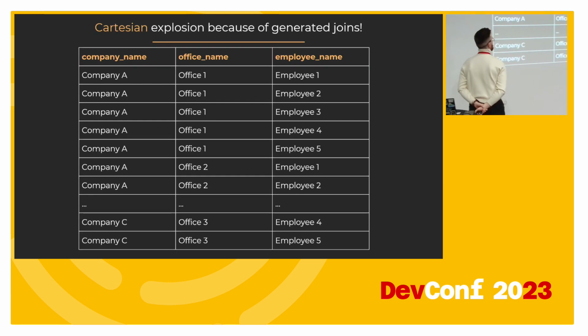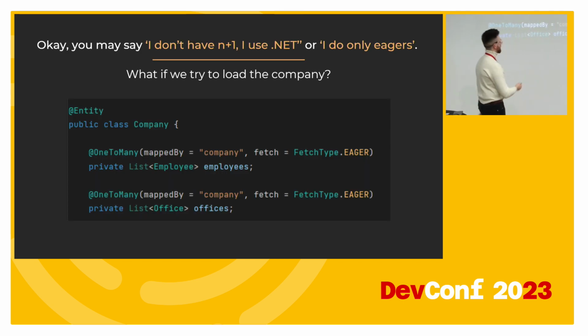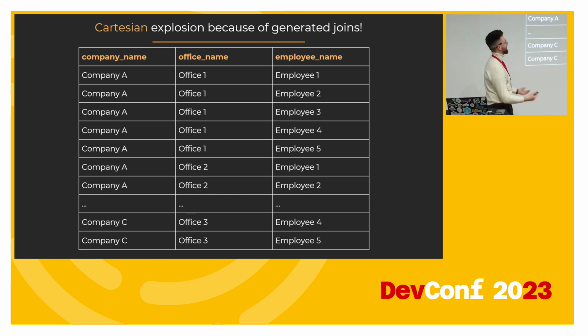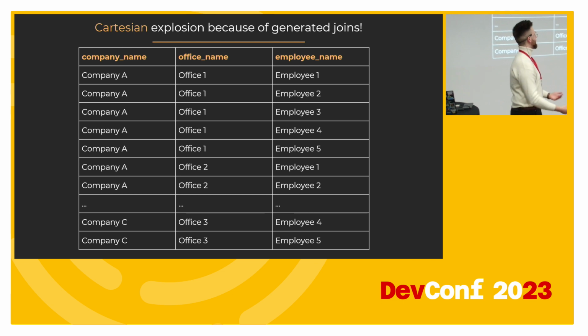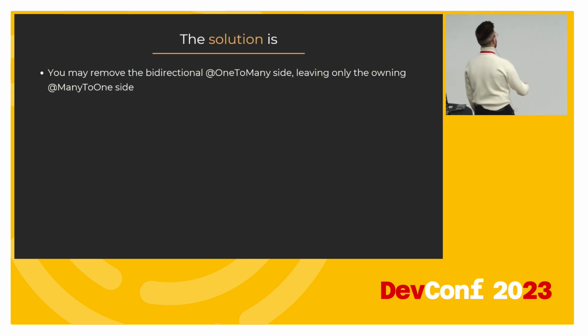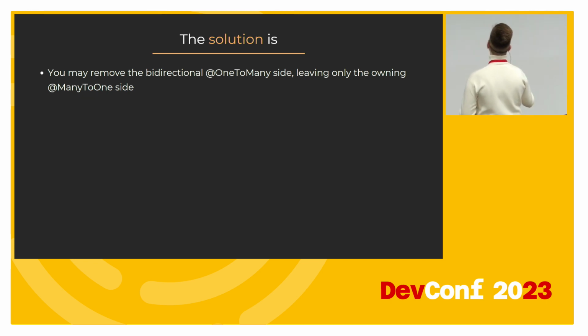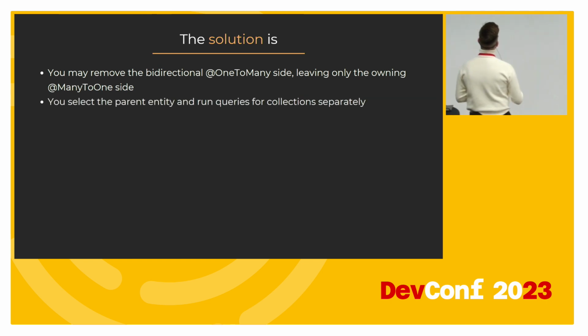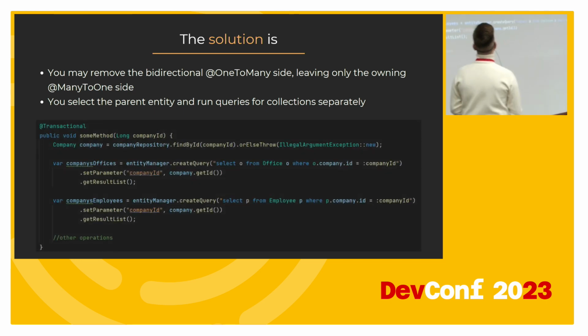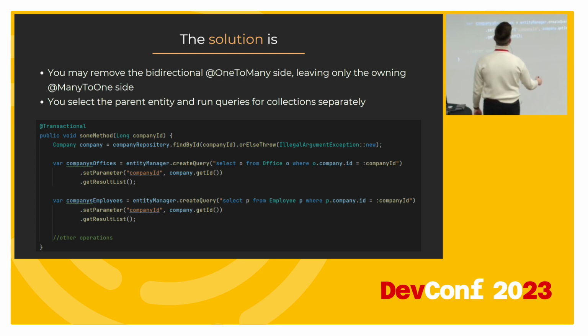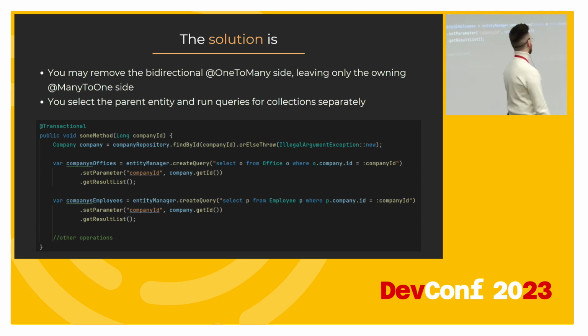So we have Cartesian explosion. For these collections, it will generate all the permutations of the data here. We don't want that. We want some specific data for our use case. How to fix that to not have the explosion? This is the solution from Vlad that I told you about. You may remove the bidirectional one-to-many and many-to-one, leave only many-to-one. And you select the parent and then run queries for collections separately. We don't have better solutions yet. So we are fetching the company, and then we are doing two queries for both collections. And that's not a Cartesian product here.